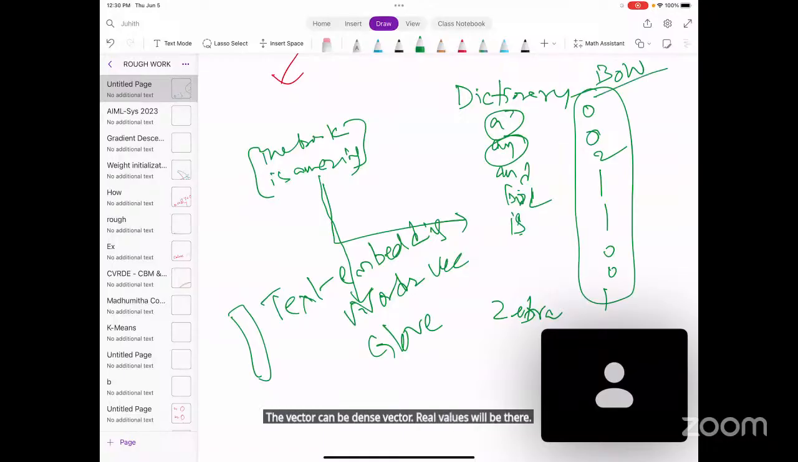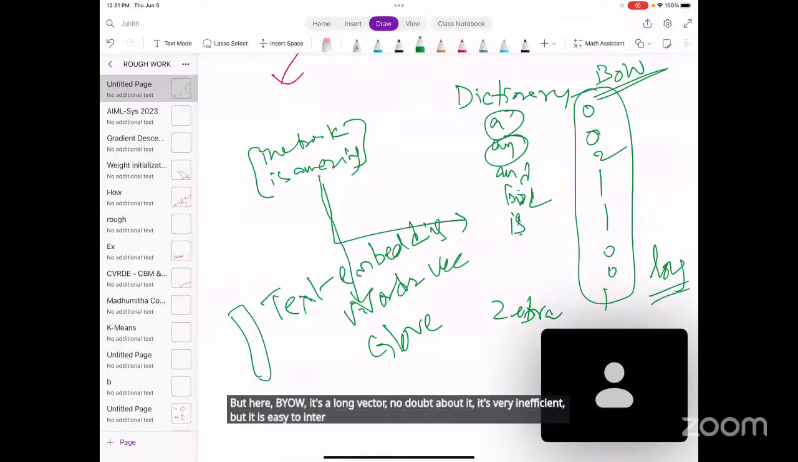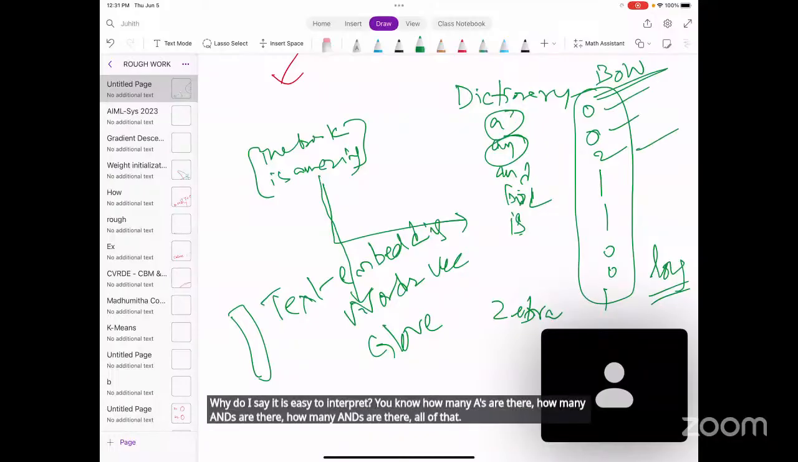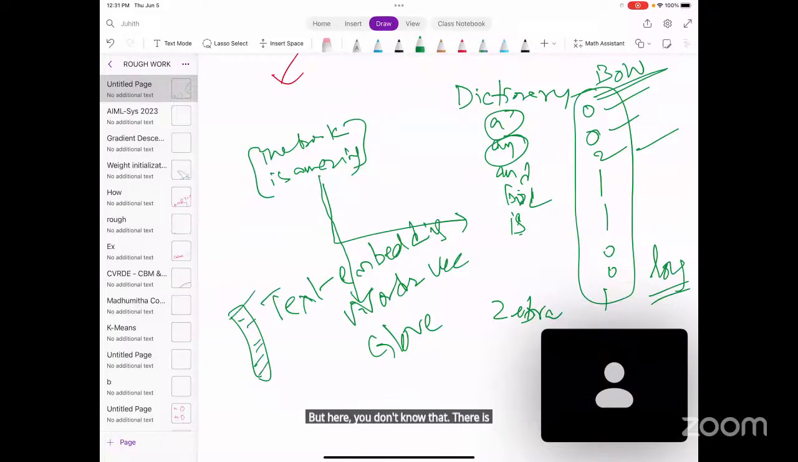But here BOW is a long vector, no doubt about it. It's very inefficient, but it is easy to interpret. Why do I say it is easy to interpret? You know how many A's are there, how many An's are there, how many N's are there, all of that. But here you don't know that. There is no meaning associated with each of these components also.